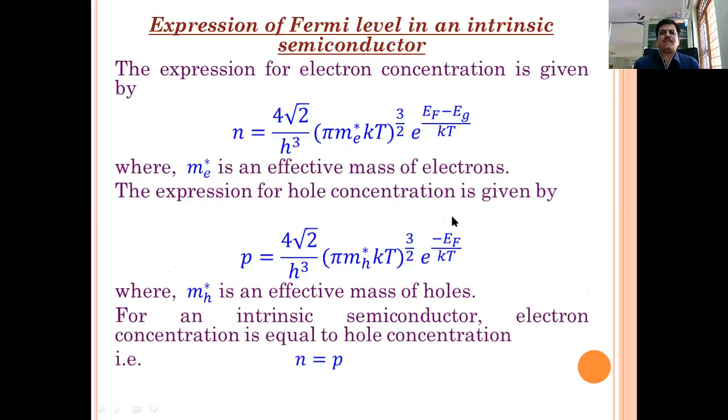Now, if I want to know what would be the Fermi level of an intrinsic semiconductor, what is this Fermi level? Fermi level is associated with the highest occupied energy level by an electron at 0 degree Kelvin, which was explained by the scientist Fermi.